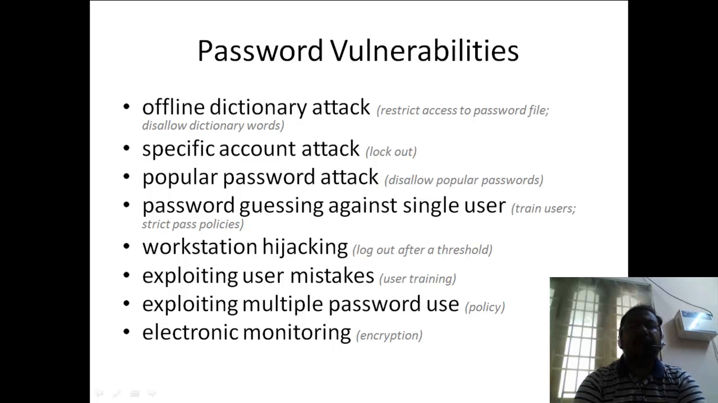The next one is a vulnerability of specific account attack. So we try to lock out a particular account to avoid this specific account attack. I know a particular account, and I'm trying to access the same account over and over again. So this is nothing but a specific account attack. That can be avoided by using the lockout mechanism. So when you try for more than one or two times, the account will automatically be locked out.